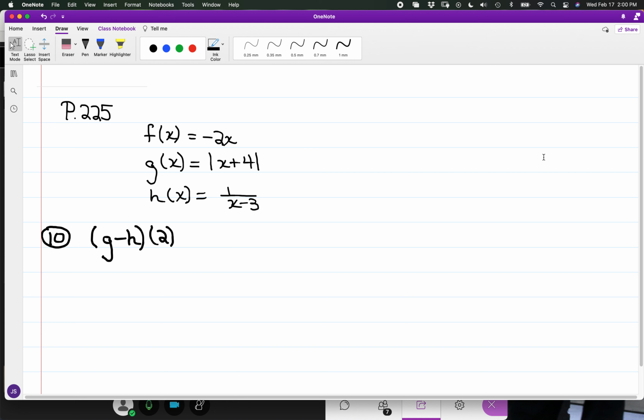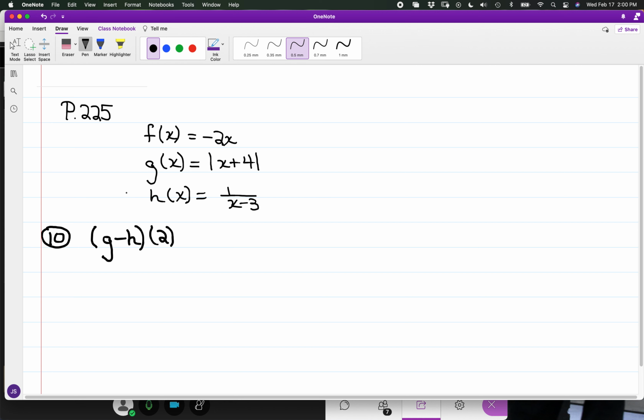All right, good afternoon. Again, we were looking into functions and most recently into operations between functions. And now, just looking at the exercises that we have on page 225, regarding numbers 10 through 26 even.